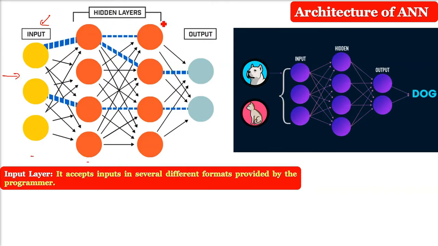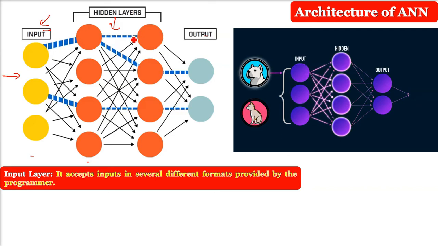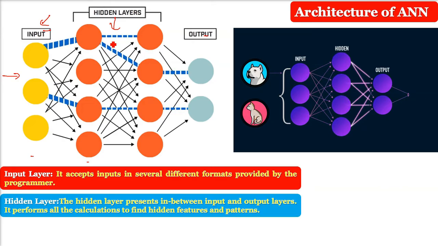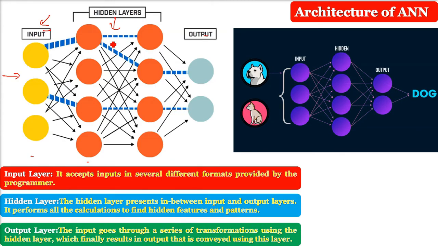Then we have hidden layers. A hidden layer, in between the input layer and the output layer, performs all the computation and calculation to find the hidden features and patterns. Then we have the output layer. The input goes through a series of transformations in the hidden layers, which finally result in the output that is conveyed using this output layer.